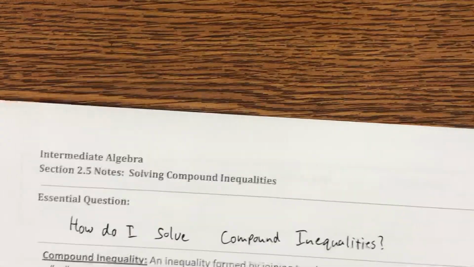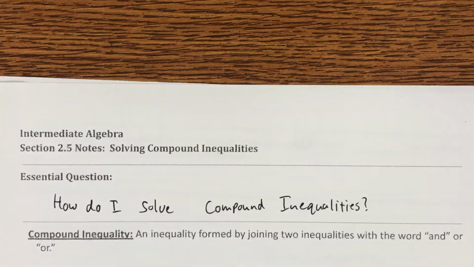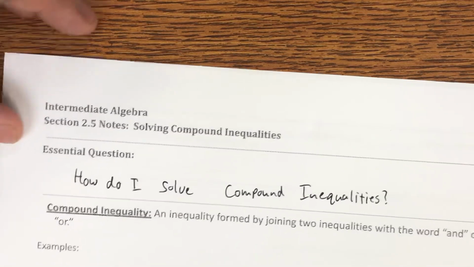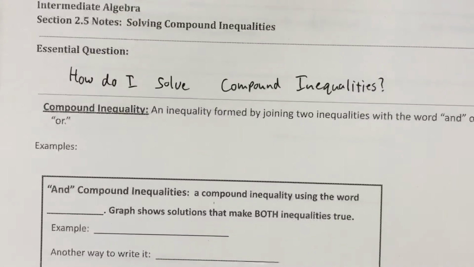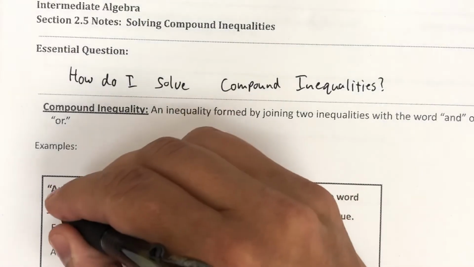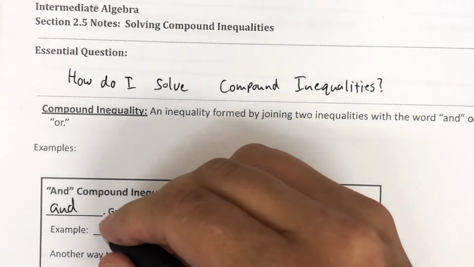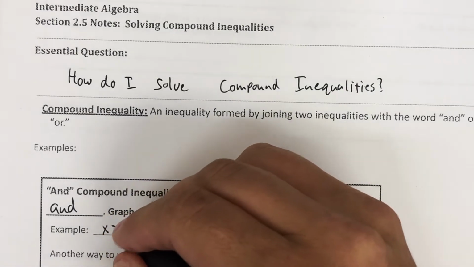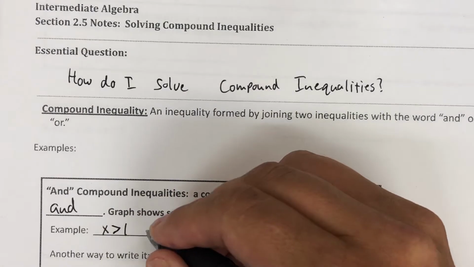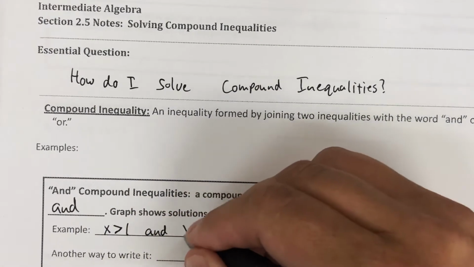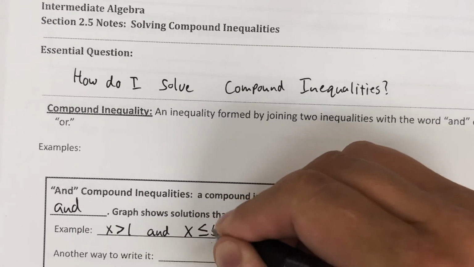So we're just going to hop right in. An and compound inequality is a compound inequality that's formed by using the word and. The graph shows the solutions that make both inequalities true. So it'll make both sets true. And our example will look something like this. I could have x is greater than 1 and x is less than or equal to 5.